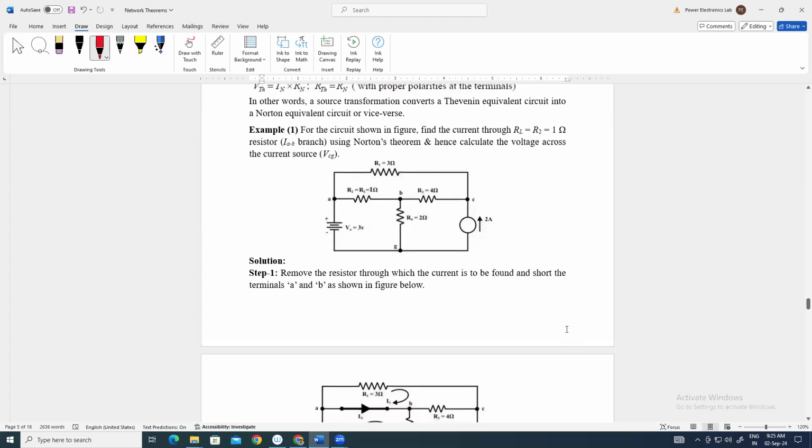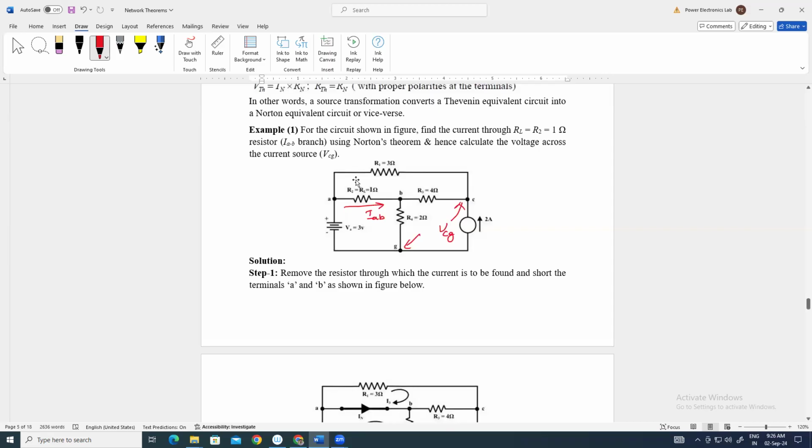So in this same example, we will take the one that we have taken in Thevenin's theorem and the superposition theorem also. We have to calculate the current flowing through the branch connected in between terminals A and B, that is IAB, and the voltage across VCG, between the C and G nodes. Voltage between C and G, VCG, means the voltage across this current source. So we have considered the same network.